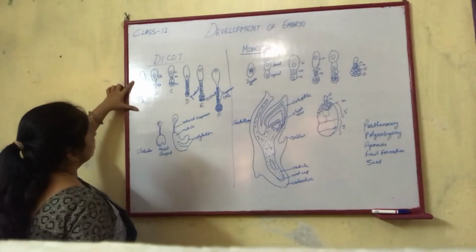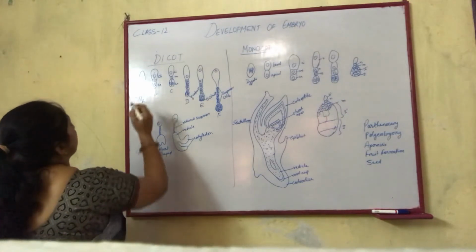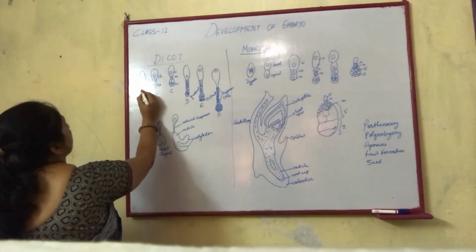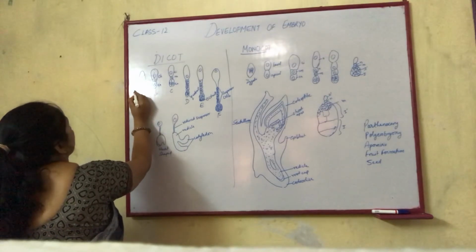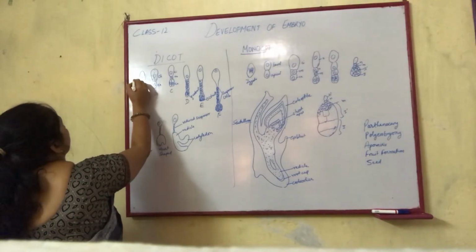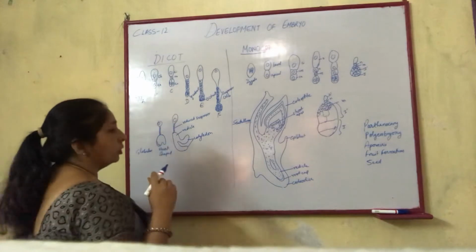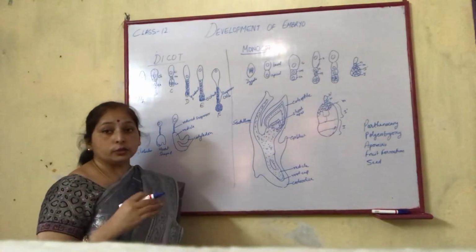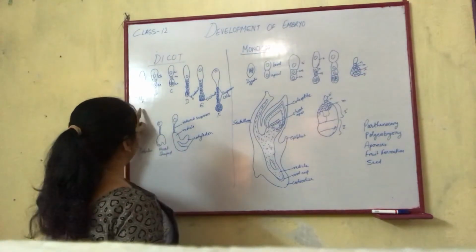In this, A is the zygote. The dot, this portion, represents the embryo, and this one is the endosperm. Endosperm is the protective covering or nutritive layer, which provides nutrition to the developing embryo.